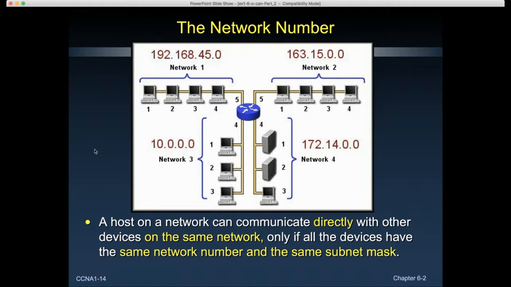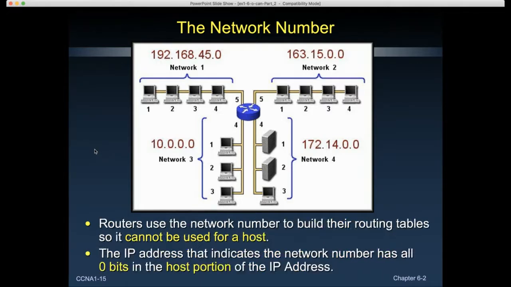Every host machine on each individual network, there are 4 individual unique networks in this diagram, can connect with other devices directly because they have the same network prefix numbers, the same network number, same subnet mask. So routers use this network number to build their routing tables. That's why we can't use it for a host machine. The router needs it. What's the definition of a network number again? All the host bits are 0. So when you look at the routing table, show IP route on a router, you'll see that all the host bits are set to 0.